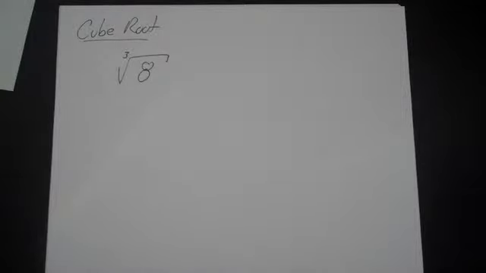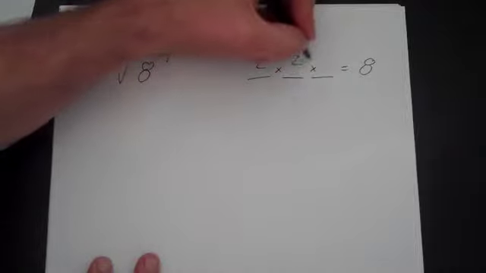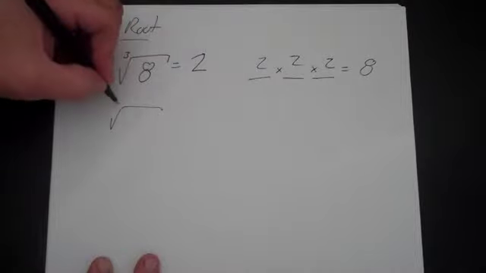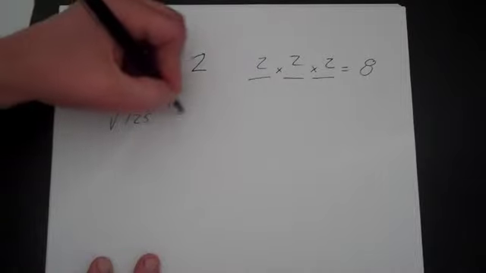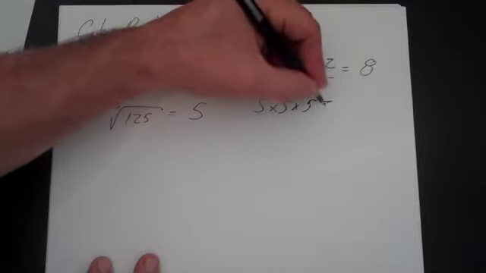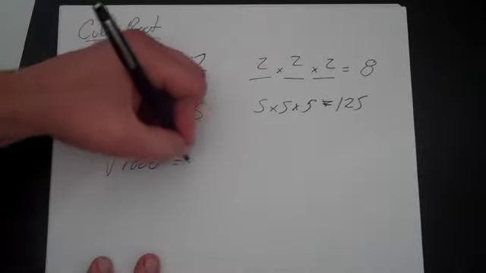And then we get to the idea of what a cube root is. A cube root is like a square root, but it's a cube root. So let's think about what a cube root is. The cube root of 8 means what number times itself again and again is equal to 8. And since 2 times 2 times 2 is 8, we say the cube root of 8 is 2. The cube root of 125 is going to be 5 because 5 times 5 times 5 is equal to 125. And the cube root of 1,000 in the same way is equal to 10.